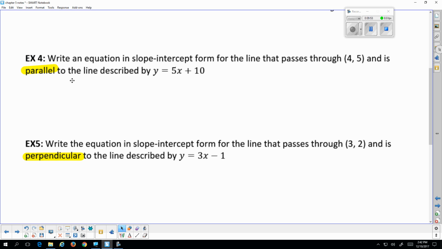Where we have to do 1, 2, 3. We have to write the equation. Got to find the slope, find the y-intercept, plug it into the formula. We're going to do that again. Get used to this because this is going to come up a lot. So the first part, find the slope.